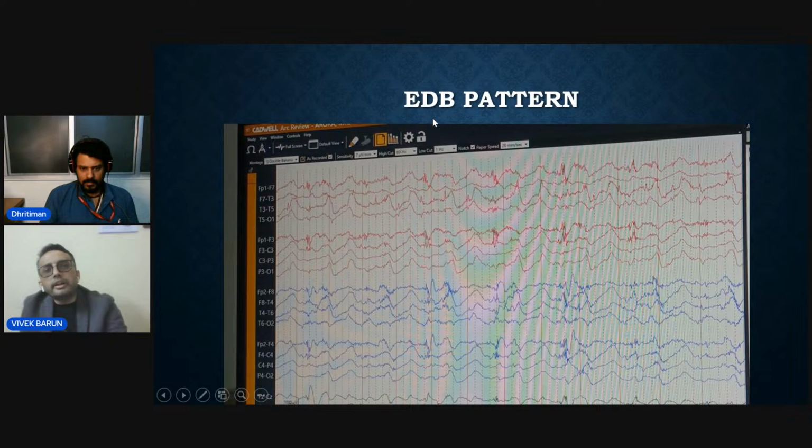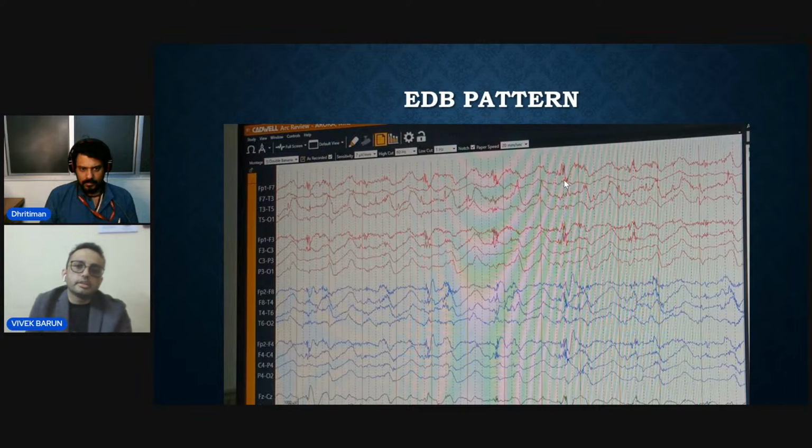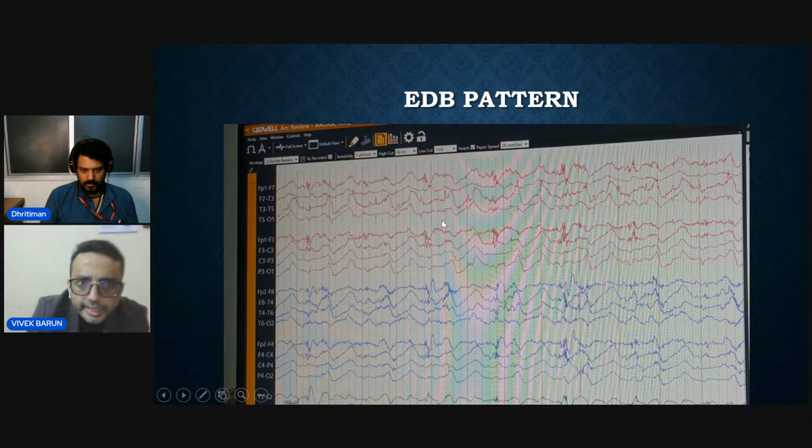This is one new pattern, extreme delta brush pattern. All of us must have seen it before also. This is very commonly seen in autoimmune encephalitis. This is our patient. She is a doctor actually. She had NMDA receptor encephalitis and she was having refractory dyskinesia. So you can see some burst-like activity. You can see that this is delta activity, and on top of delta you can see some fast activity, burst-like, like a toothbrush. That's why it is called extreme delta brush activity.